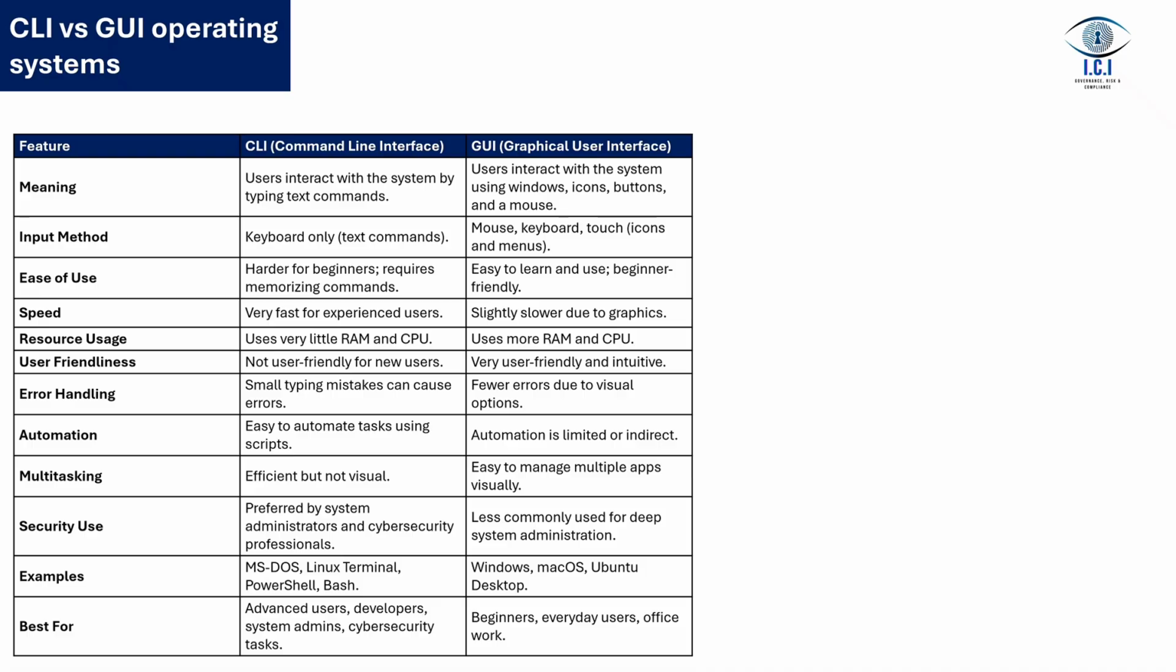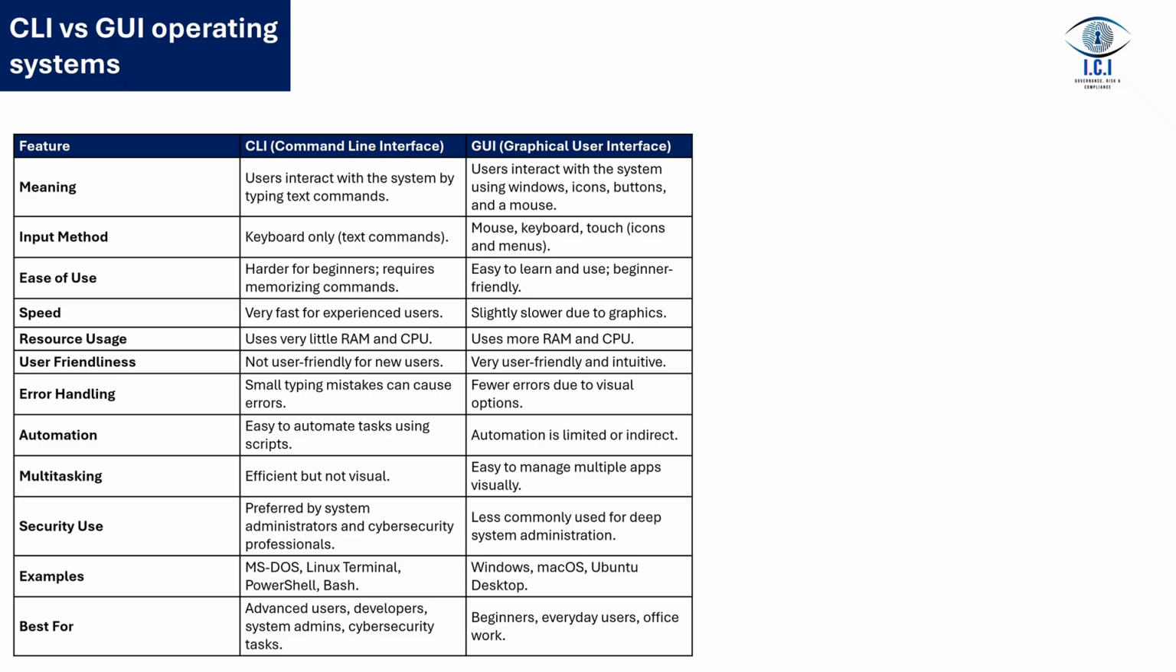A CLI, we're looking at the meaning, is users interacting with the system by typing text commands. So when you hear CLI, it means the process of user interacting with what? The system by typing text commands. And for the GUI, the user interacts with the system using windows, icons, buttons, and a mouse. So in terms of input method, for a CLI operating system, what you use is only the keyboard, because you only type.